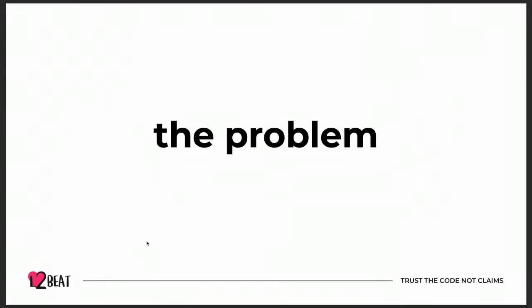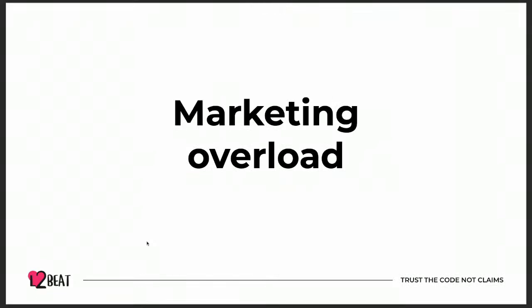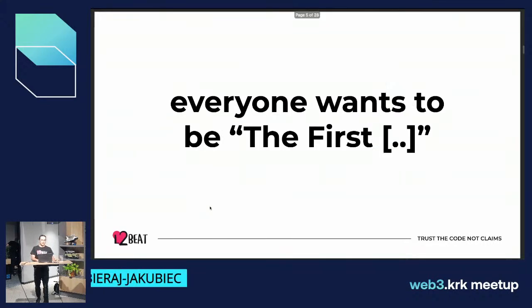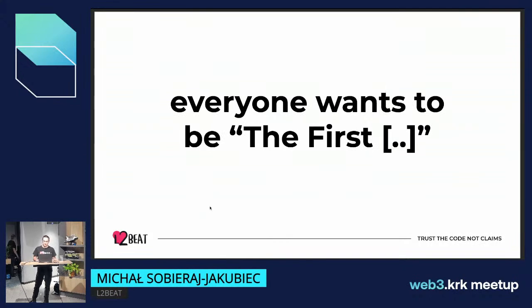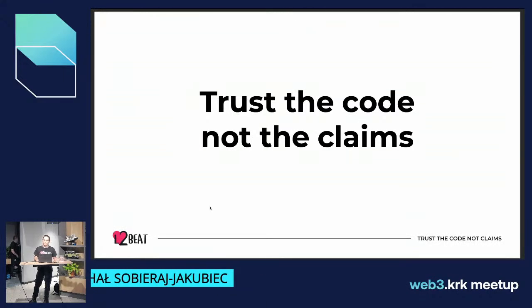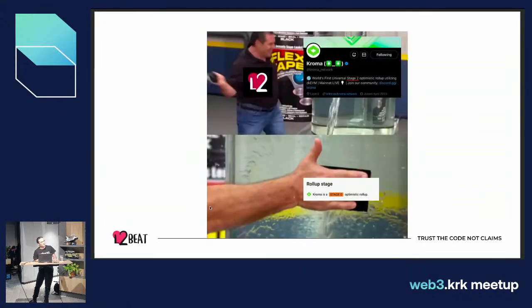So what's the problem? In my opinion, the biggest problem with researching systems on blockchain in general is marketing overload. Blockchain is a big industry, and you can make a lot of money quite quickly. So there are a lot of people who want to make money quite quickly. Everyone wants to be the first, everyone wants to be the best, and so on. And the solution to that is to trust the code, not the claims. That's what we do at L2Bit. We go straight into the smart contract code, and we verify it against what's available on the blockchain. And you can see here that Chroma is not a stage 2 rollup, for example.